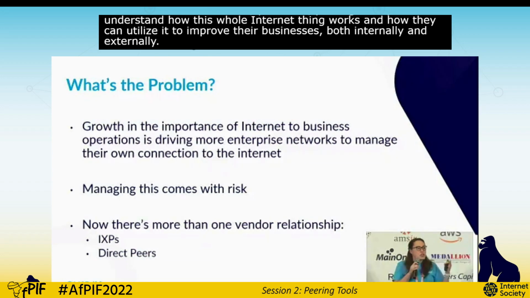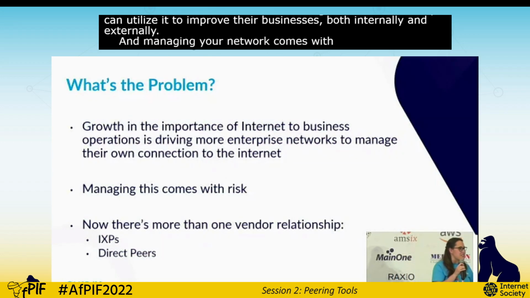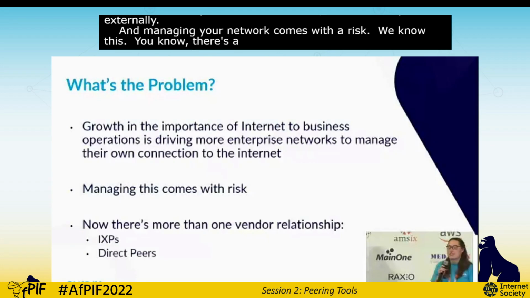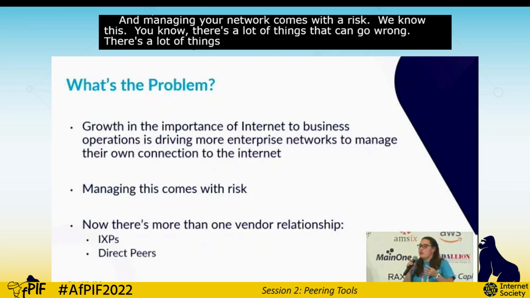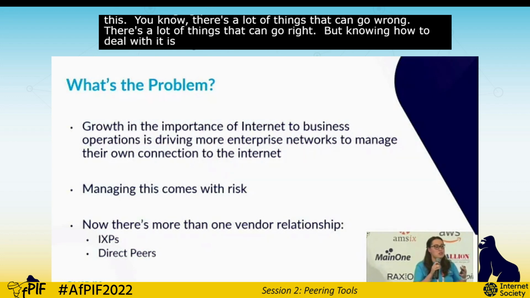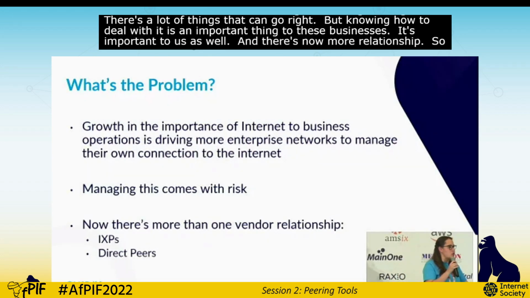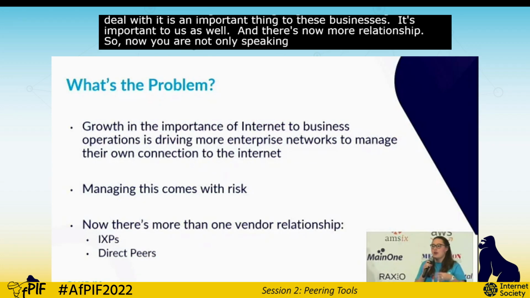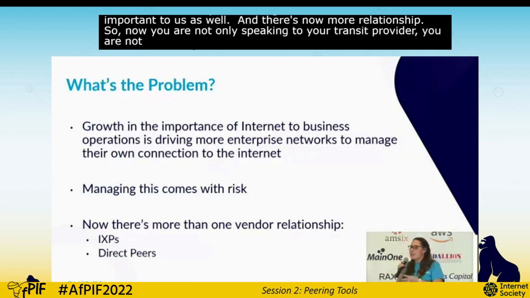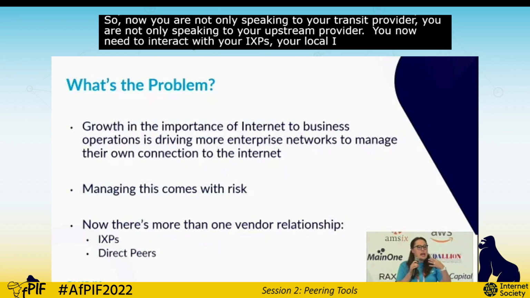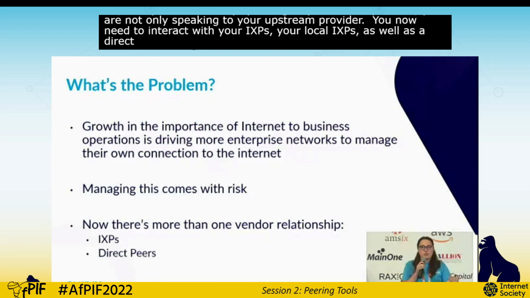And managing your network comes with a risk. We know this. There's a lot of things that can go wrong. There's a lot of things that can go right. But knowing how to deal with it is an important thing to these businesses. It's important to us as well. And there's now more relationships. So now you are not only speaking to your transit provider. You are not only speaking to your upstream provider. You now need to interact with your IXPs, your local IXPs, as well as a direct peering relationship with the networks that are connected on the internet exchange.